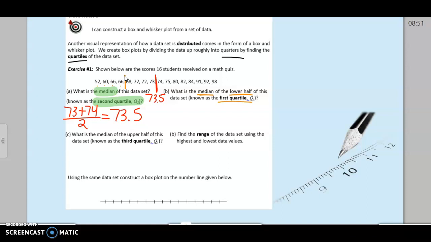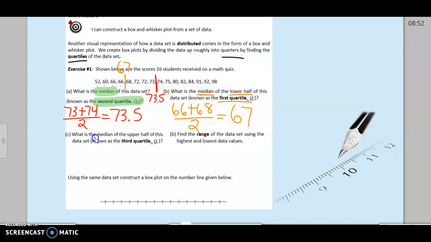How do we find the middle? Well, obviously the middle between 66 and 68 is 67. That's easy. So you could put 67, but I'm just going to show you the more technical way where we would add these two numbers, divide them by 2, and the average of these would be 67. But you know that just by looking at it, okay? So the Q1 is 67.